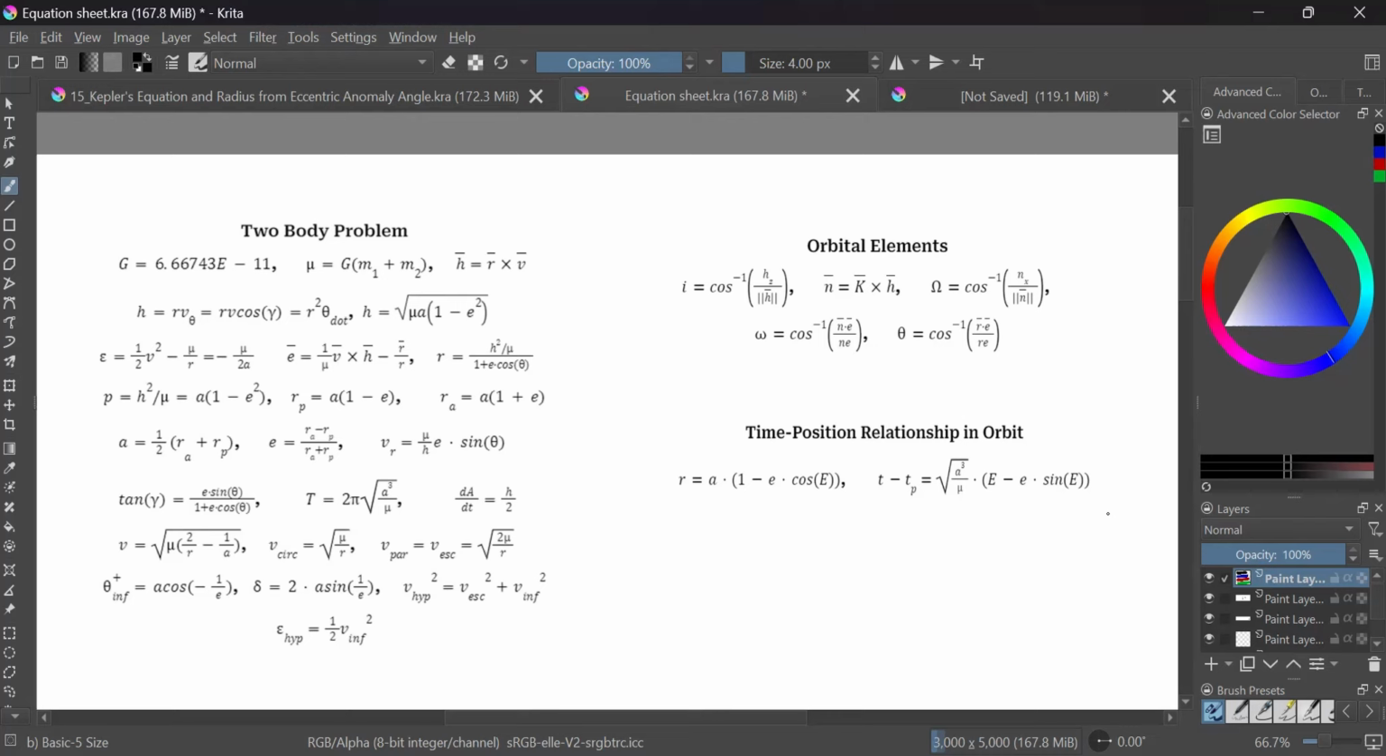So housekeeping now. To begin, I want to point out that this is a time position relationship for things in orbit, not for hyperbolic trajectories. This equation set will not work for that. So we will spend some time. Let me double check my notes. I'm pretty sure we spend some time later on. And indeed we do spend some time later on deriving a time position relationship for those. Stay tuned for that. For right now, we're just going to carry on with this.